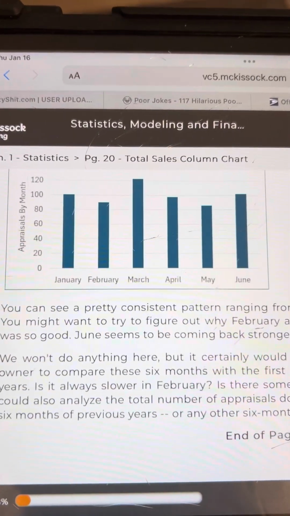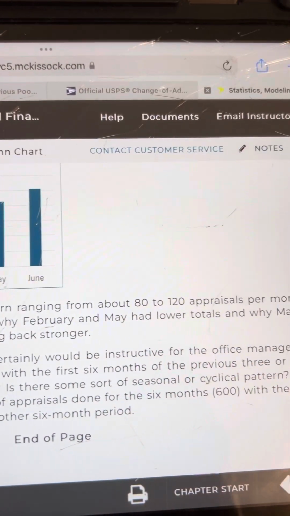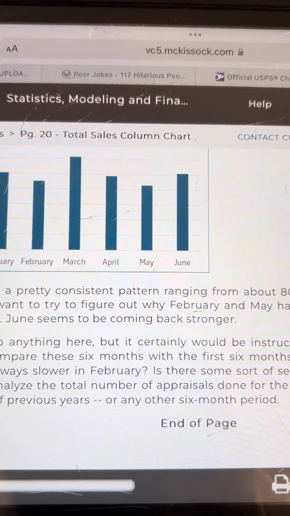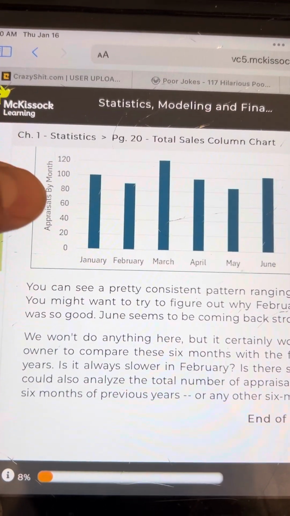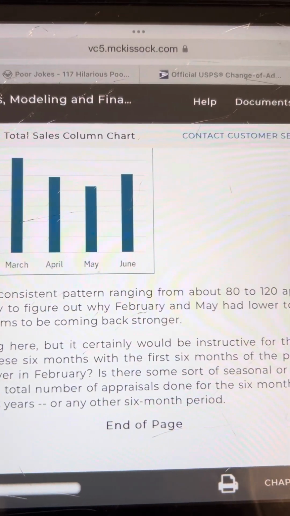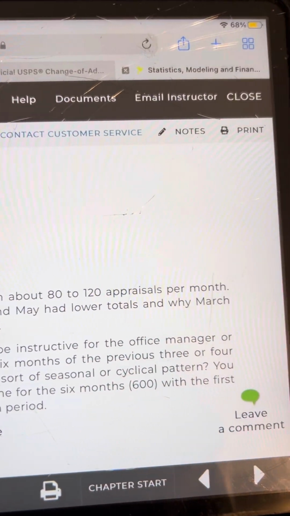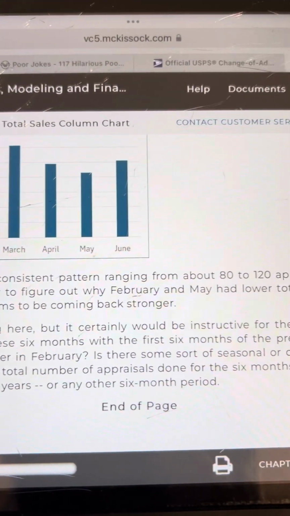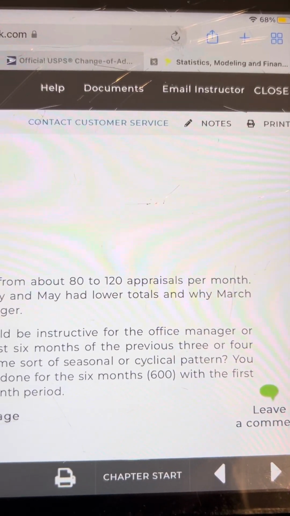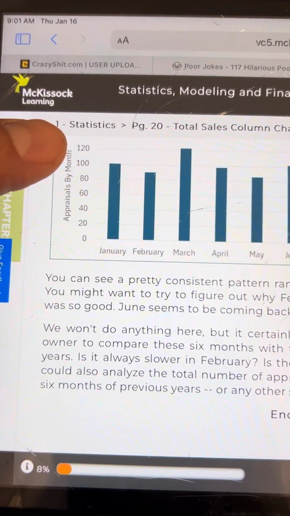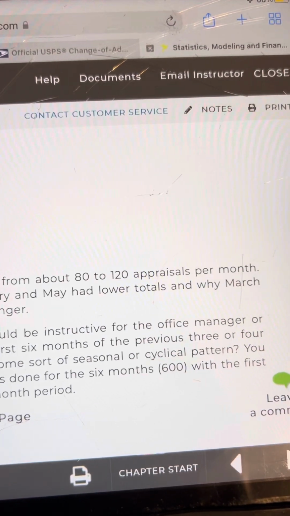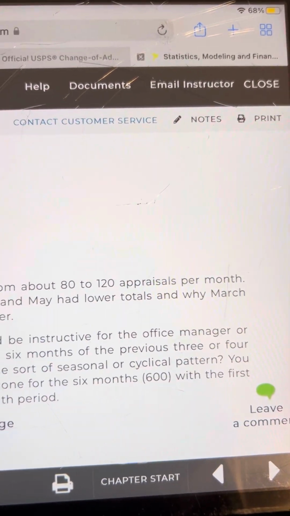You might want to try to figure out why February and May had lower totals and why March was so good. June seems to be coming back stronger. We won't do anything here, but it certainly would be instructive for the office manager or owner to compare these 6 months with the first 6 months of the previous 3 or 4 years. It is always slower in February. Is there some sort of seasonal or cyclical pattern?